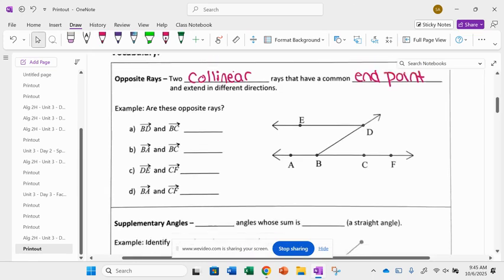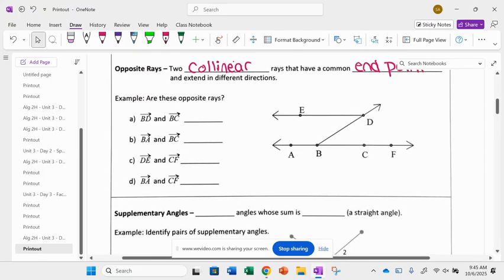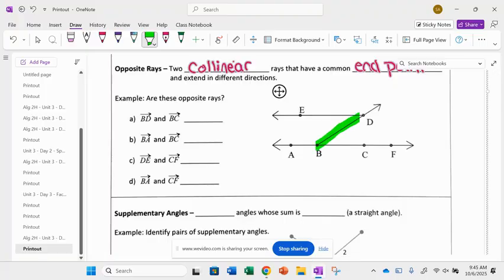So let's look at these and see if they're opposite rays or not. So the first one is ray BD, so ray BD starts at B and goes towards D, and ray BC starts at B, goes past C. Are they considered opposite rays? How many people say yes, they think they are considered opposite rays? How many people say no? No's win. Why is this no? Why are they not opposite rays?